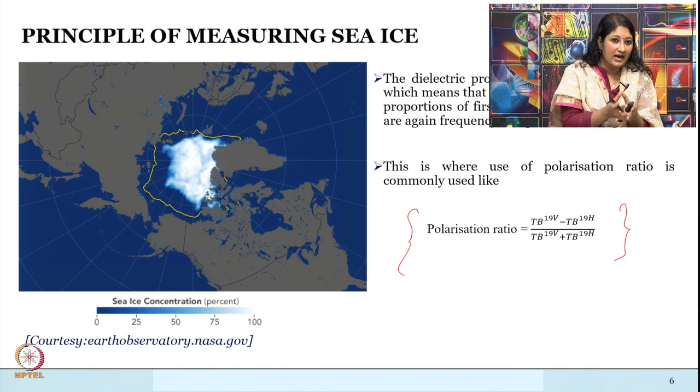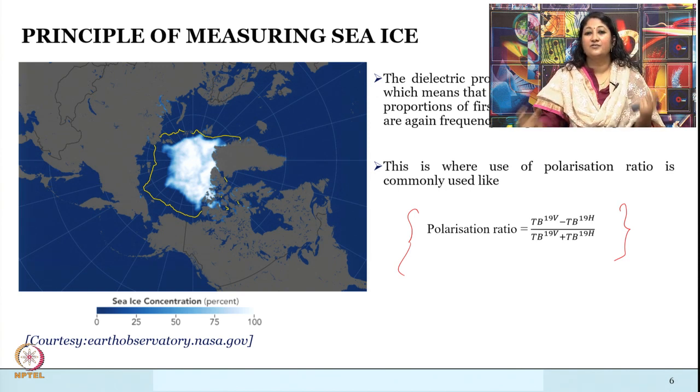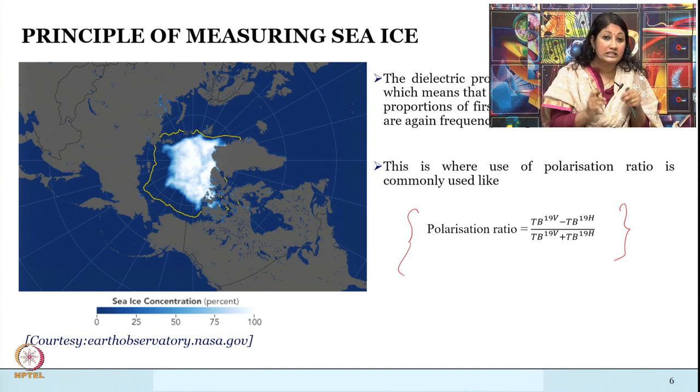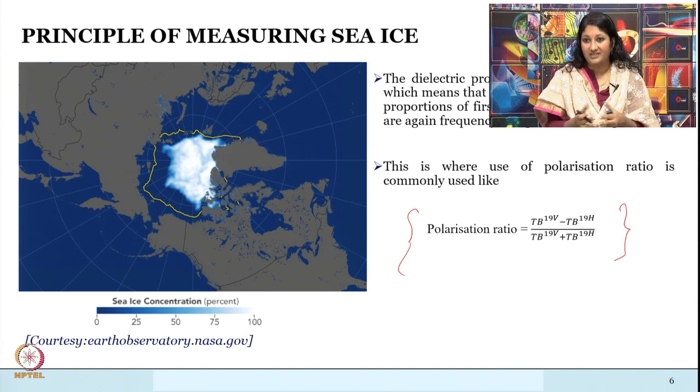You know, for sea ice, the emissivity is different from that of ocean. And the dielectric properties of ice vary as it ages, which means that we need to consider the relative proportions of first year and multi-year ice, which are again frequency and polarization dependent.